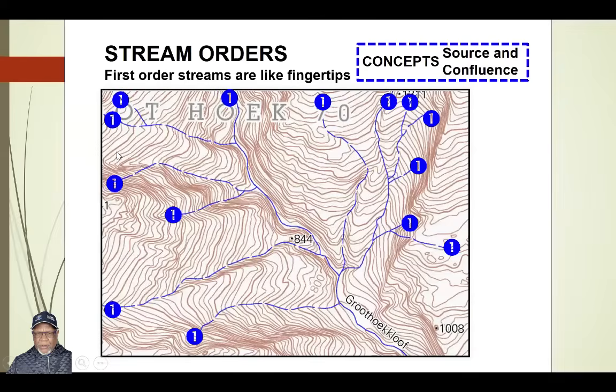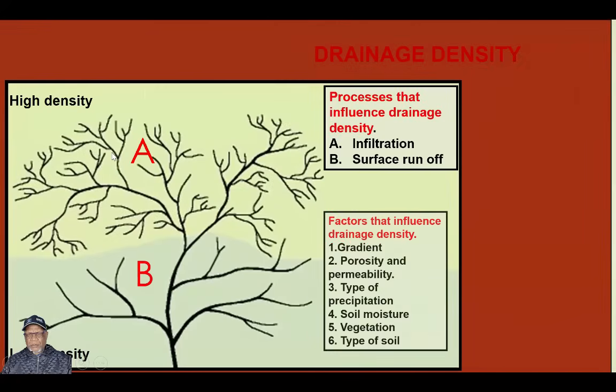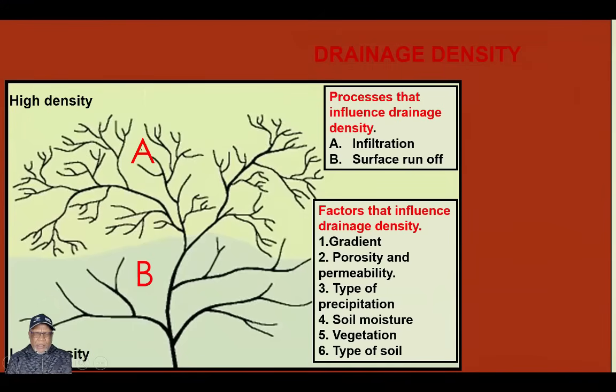Drainage density at A. What's happening here? Let's look at the drainage density at A. How is the drainage density at A compared to the drainage density at B? Now, we can say drainage density at A is higher.